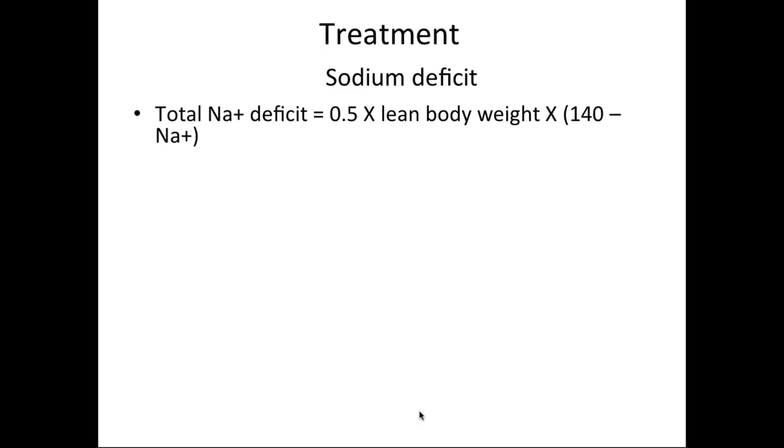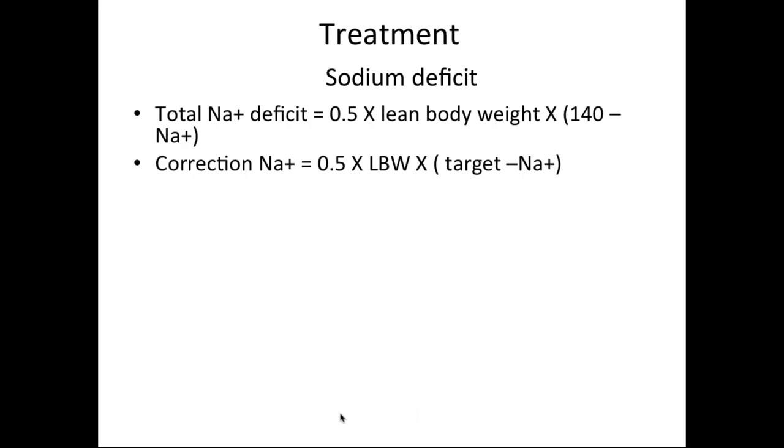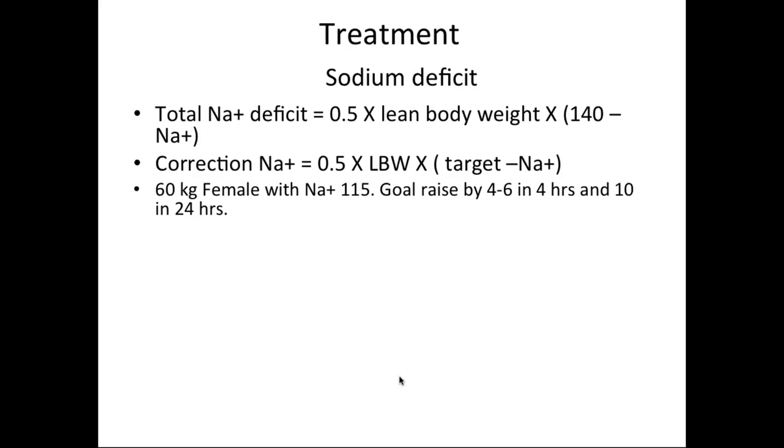So how do you decide what dose of 3% to give? The total sodium deficit would be 0.5 into the lean body weight into 140 minus the sodium that is currently there. However, what is more important is how much you want to correct. That is again 0.5 into the body weight and the target sodium that you want to achieve minus the sodium. So let's take this 60 kg female with the sodium of 115.